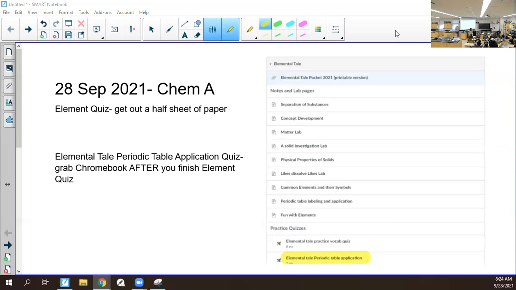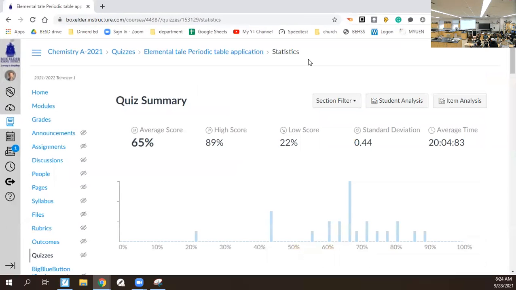Alrighty, so let's go ahead and take a look at how you did. We're kind of all over the place on this. Just to summarize what this quiz was about, it was to see if you can use that periodic table that we labeled together as a class on Thursday and Friday of last week. So we're looking at our summary.